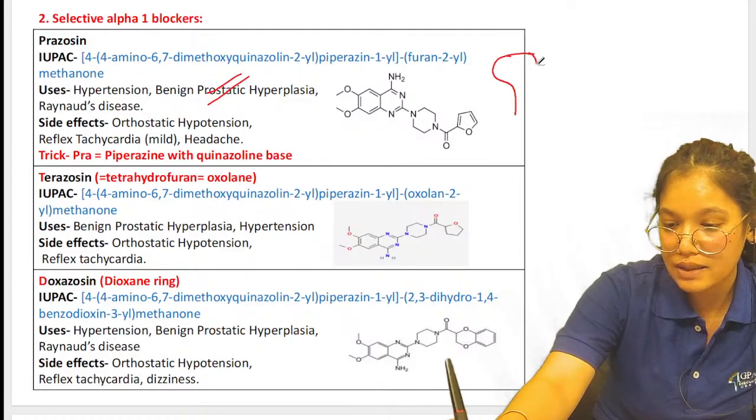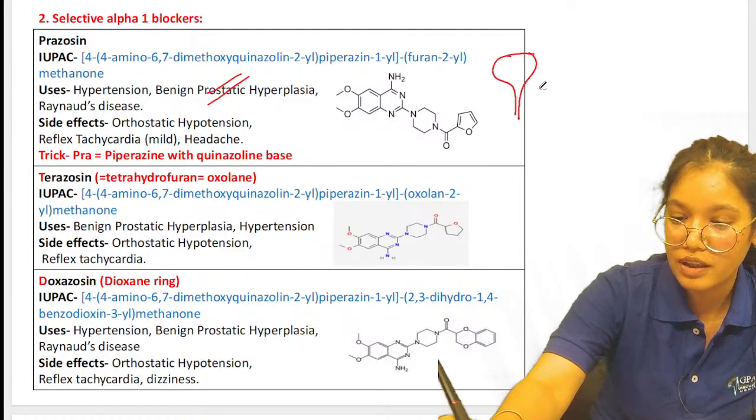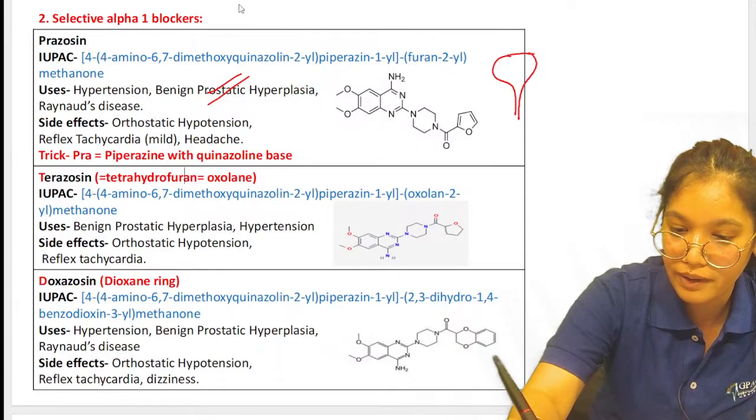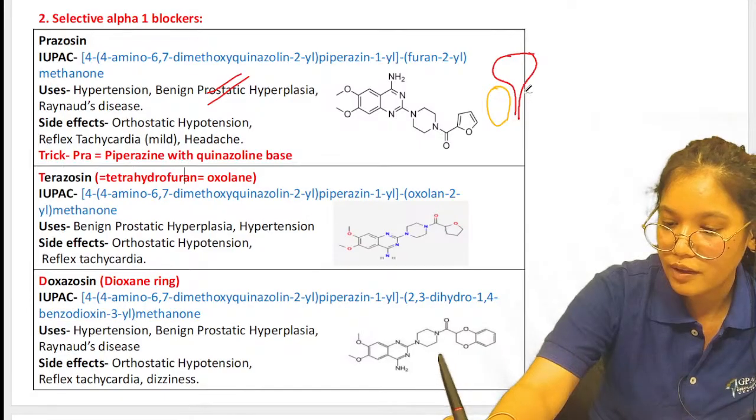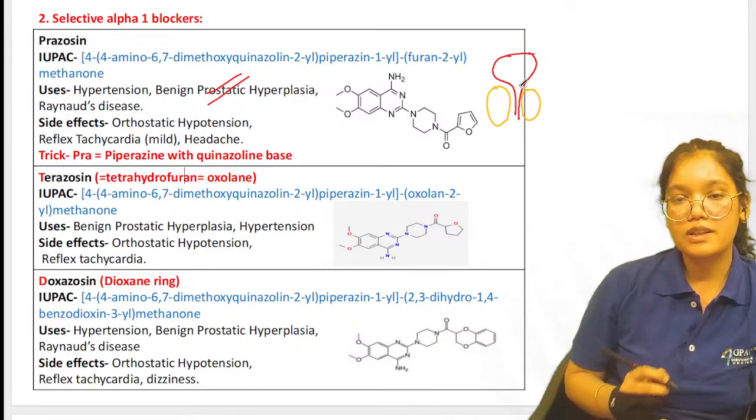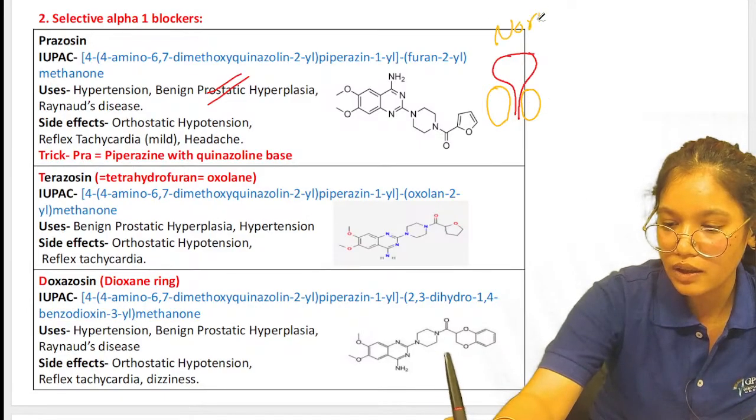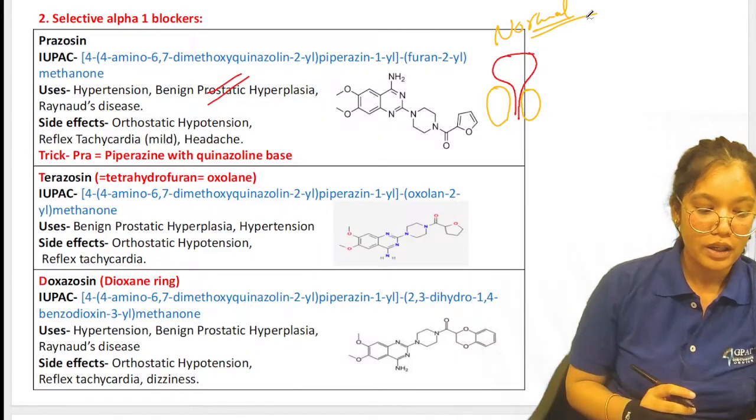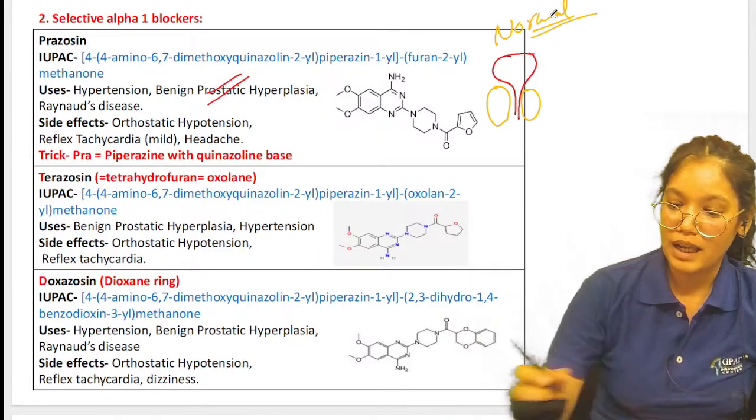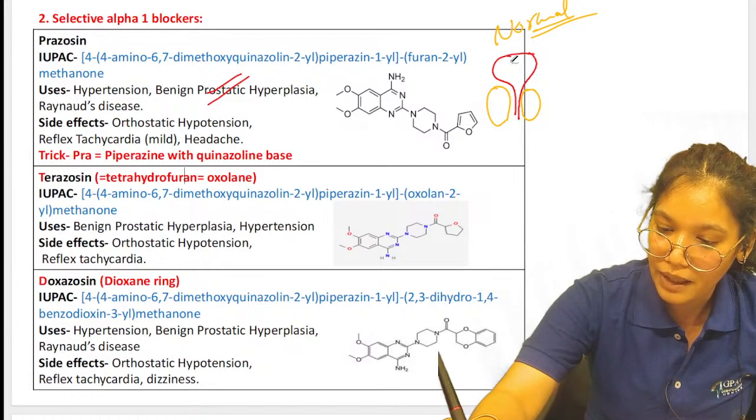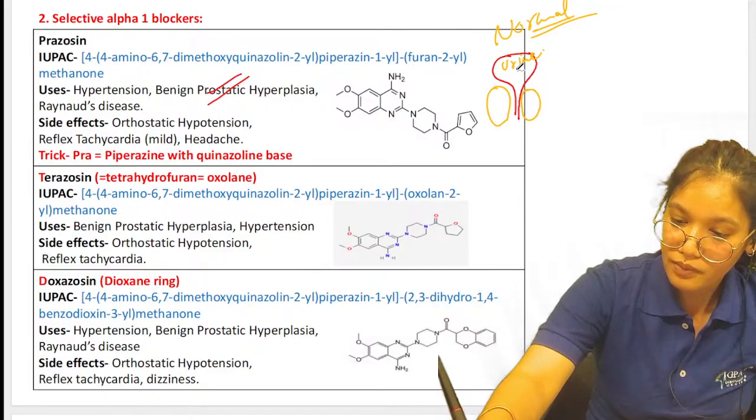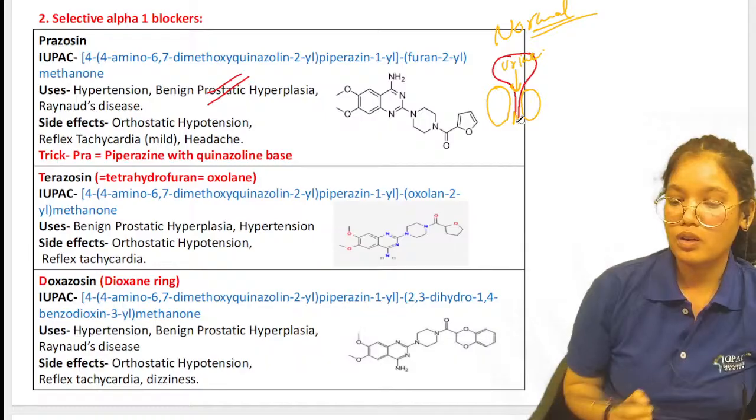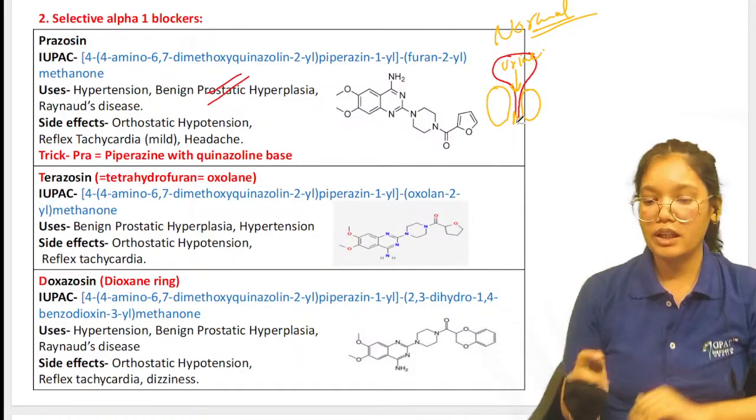Now if this is your bladder, and here we have the prostate gland. This is the normal condition. In this bladder urine is stored, and urine is passed from here. So this is the normal condition.